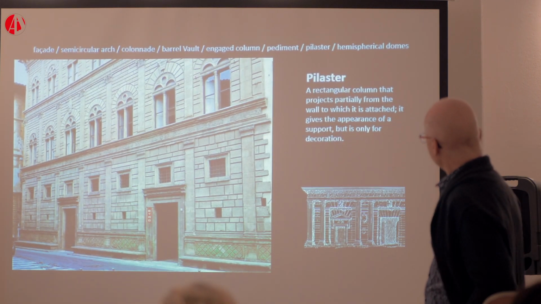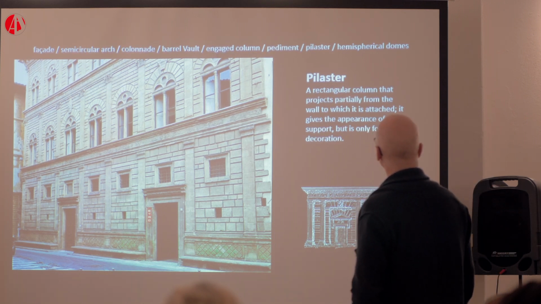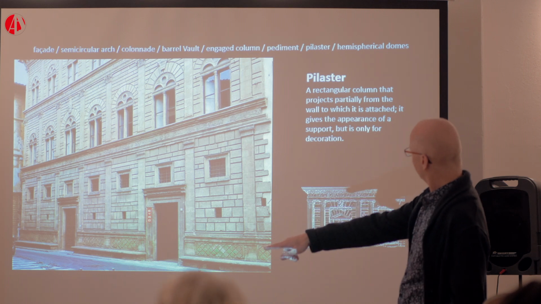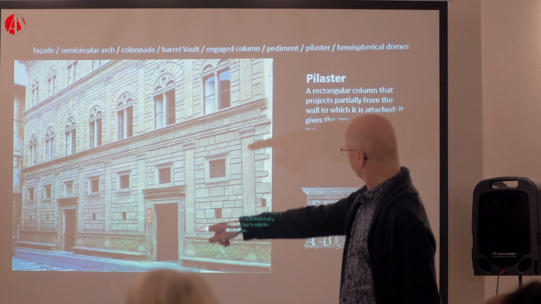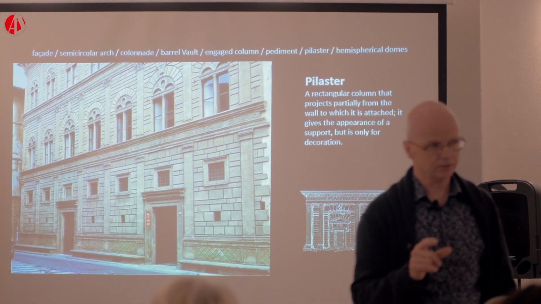Pilasters. They're rectangular columns. And you see on this one from Alberti, it's also a copy from the Colosseum in Rome.